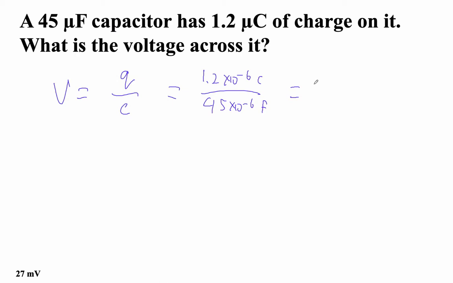1.2 divided by 45 is 0.02 and a lot of sixes. There's a lot of sixes. Right? So that would be, with 2 sig figs, that would be 27 millivolts, right? Ta-da.